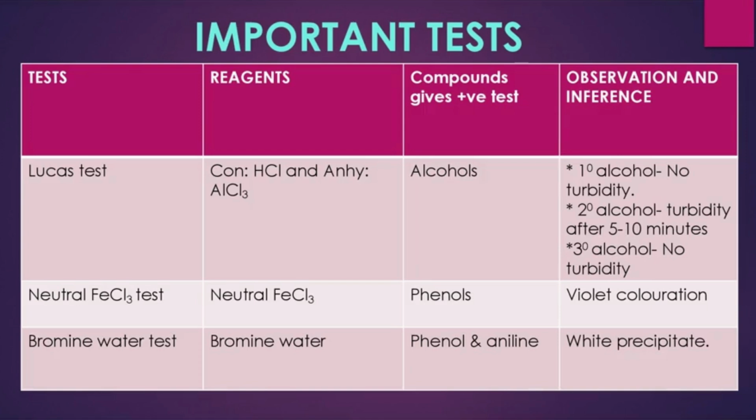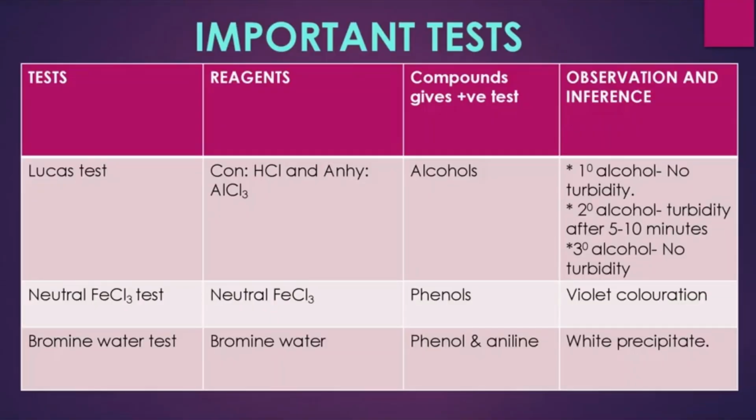Now, next we are going to discuss some important chemical tests. The first one is Lucas test. Lucas test is used for distinguishing primary, secondary and tertiary alcohol. Primary alcohol, no turbidity. Secondary alcohol, turbidity after 5 to 10 minutes. And tertiary alcohol gives turbidity immediately.